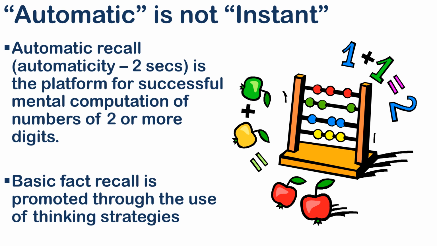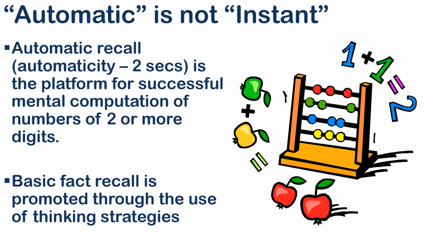One of the key understandings that we need to really think about is when we're looking at mental computation, we're not talking about instant recall. We're just talking about automatic recall. And automatic recall, or automaticity, is around about 2 seconds. It's a platform for successful computation of numbers of 2 or more digits. So what I'm saying is, even if we're looking at our tables and we're going to say 6 times 7, we don't expect that to be an instant recall anymore. We could think 2 seconds, 6 times 7, 1, 2, 42, because the students might be using some different strategies, which I'll unpack with you later, in order to arrive at that final solution, that final answer.